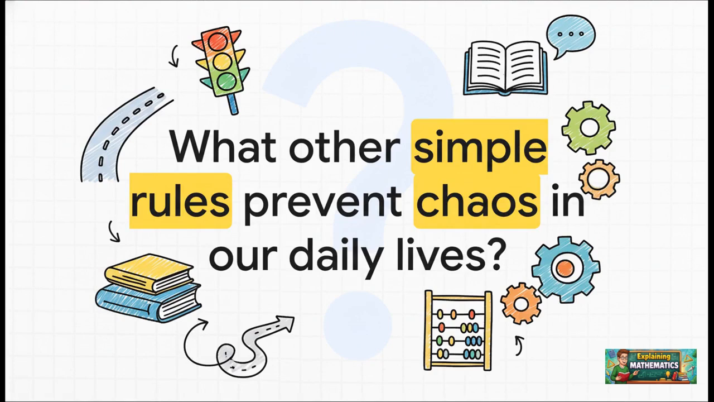And that kind of leaves us with a final thought, doesn't it? We've just seen how one simple, universally agreed upon rule brings order to all of mathematics. It really makes you wonder, what other simple rules, for things like traffic or language, or just in society, are quietly working in the background, keeping our daily lives from falling into chaos?